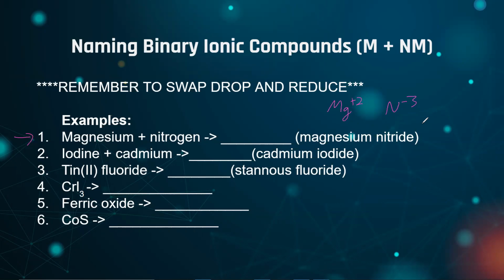Okay, so if we are going to swap and drop and make this compound, we're going to take this 2 and we're going to move it down and over, and we're going to take that 3 and we're going to move it down and over. Please note that I am not moving the positive or the negative with it. It's quite literally just the number. So our compound ends up being Mg3N2.